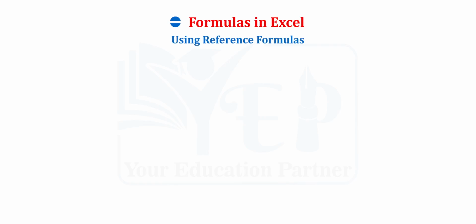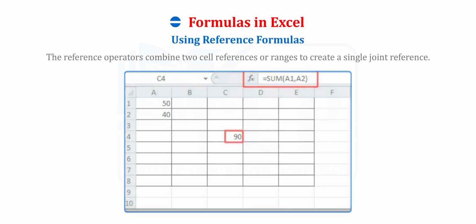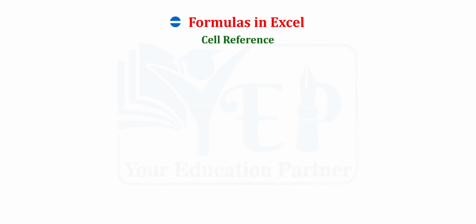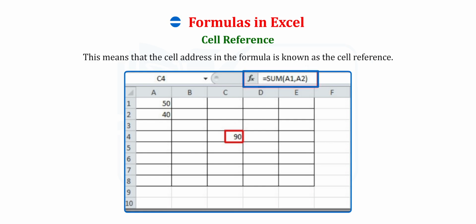Using reference formulas. The reference operators combine two cell references or ranges to create a single joint reference. The following table summarizes the operators you can use in reference formulas. Cell reference. With cell reference, you can use the data in different parts of the worksheet. We can refer to a cell with its address. This means that the cell address in the formula is known as the cell reference.